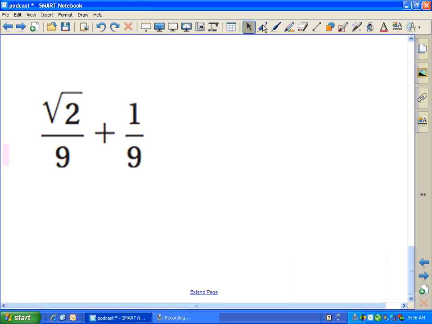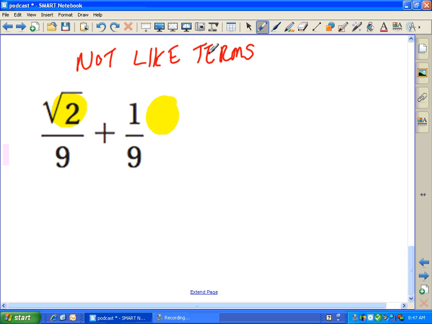Next example. I have a square root of 2 here, but I do not have a square root of 2 over here. Therefore, they are not like terms. Since they are not like terms, I cannot combine them. If there was a square root of 2 here, then I could. But this does not have a square root of 2. So I'm just going to say my answer is a square root of 2 plus 1.